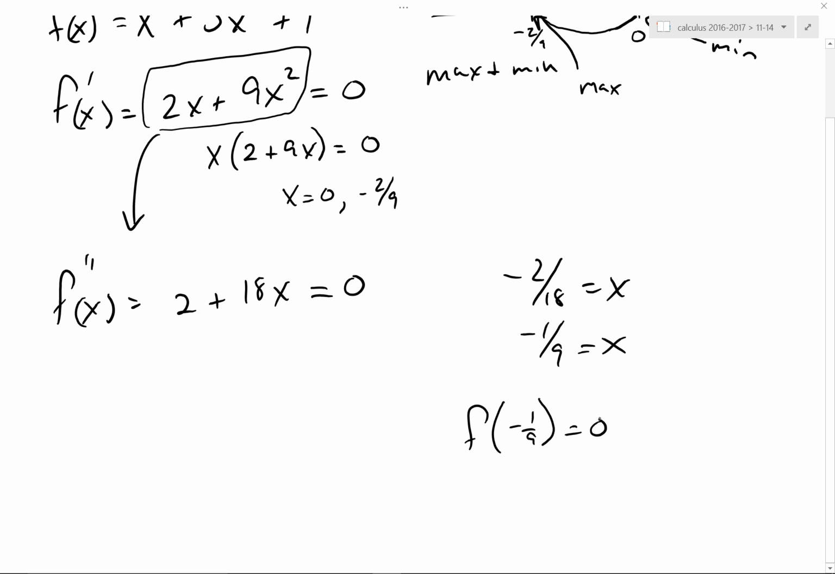That's the whole point. But here's my question to you. f prime of negative, let's say negative 1. What would happen if you put negative 1 into this guy? Would you get a positive or a negative number?